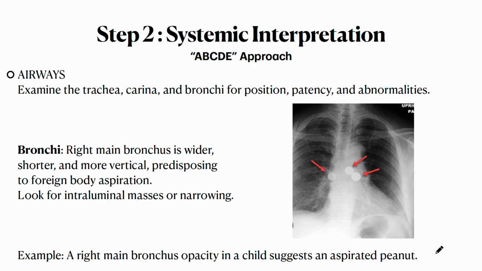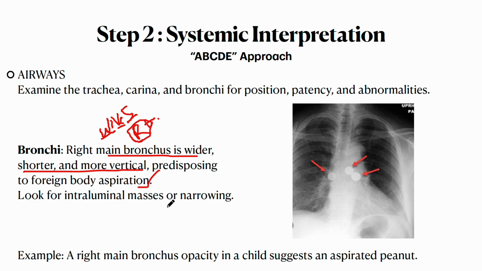Let's talk about bronchi now. The right main bronchus is wider, shorter, and more vertical, predisposing to foreign body aspiration. How do we remember? There is a mnemonic called WIBES. Vibes are always right. That is how you remember. Vibes are always right. So WI is wide, BE is vertical, and S is shorter. So the right bronchus is wider, more vertical, and shorter, right? So it predisposes to foreign body aspiration.